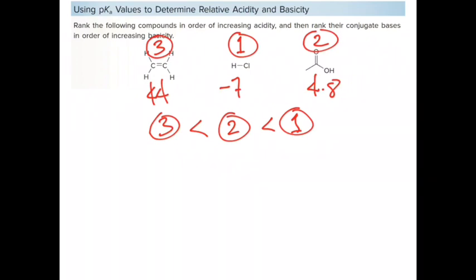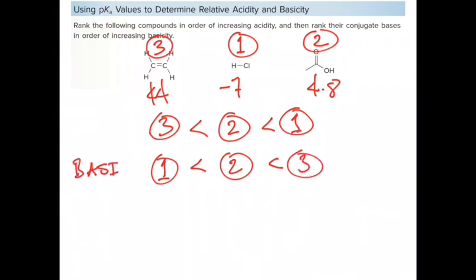And then rank their conjugate bases in order of increasing basicity. Well, if we are to look at the strength of their conjugate bases, then it would be the reverse. And so, because hydrochloric acid is the strongest acid, then its conjugate base would be the weakest base. So in that case, 1 is less than 2, and then 2 is less than 3. So this is in terms of basicity. And the first one is in terms of acidity.